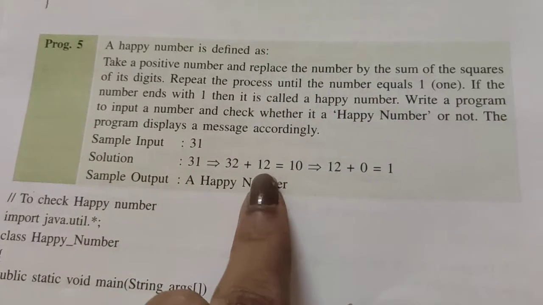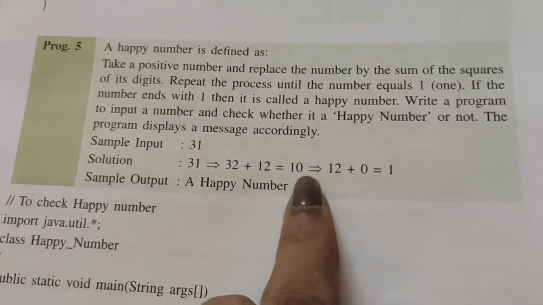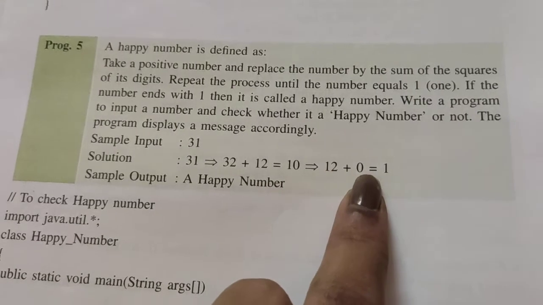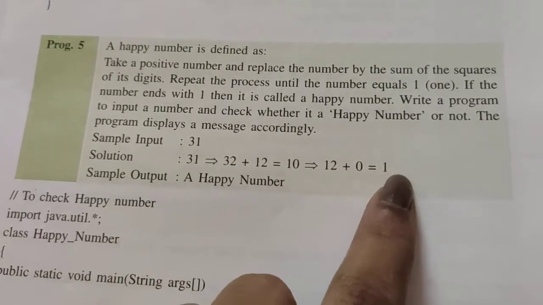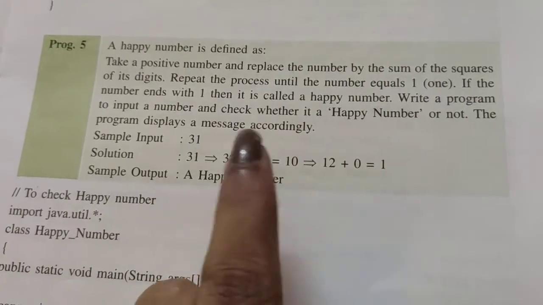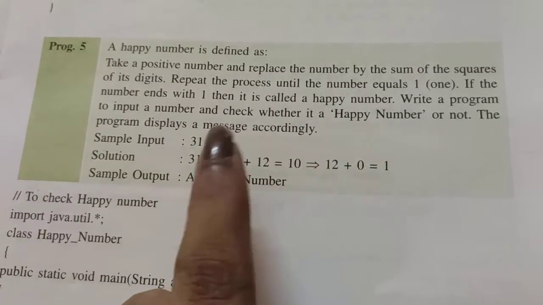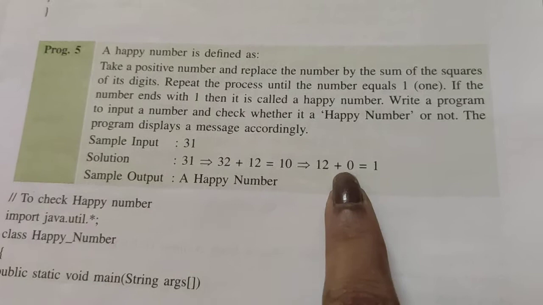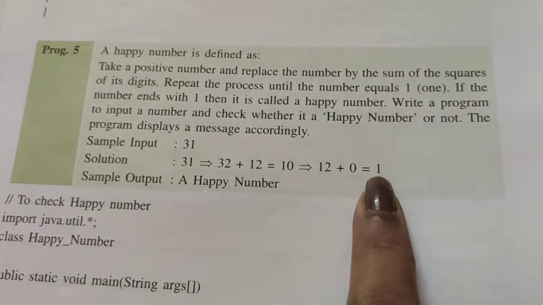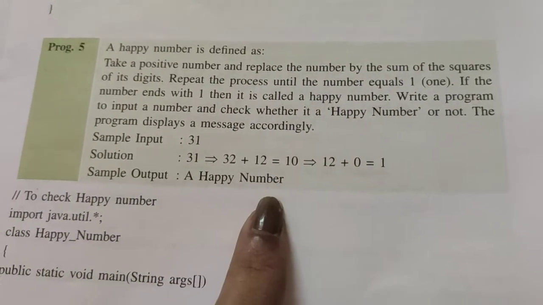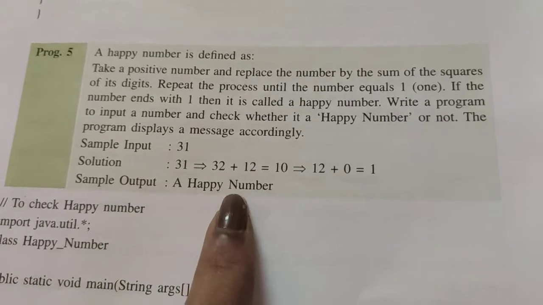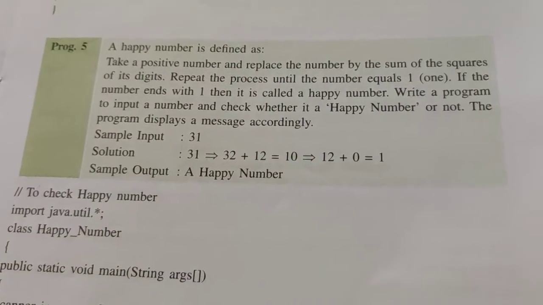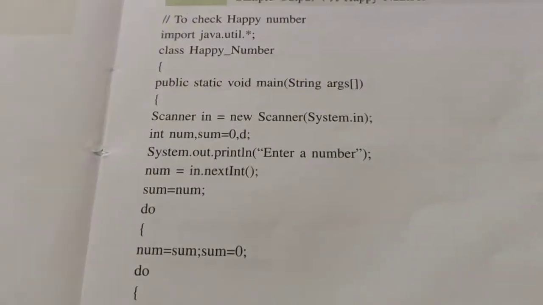So this is 9 plus 1, which is 10. Again they are doing 1 square plus 0 square, which is equal to 1. So if the sum of the squares of the digits is equal to 1, then it is a happy number, they are saying. For this only they have written the program here. We will see the program now.